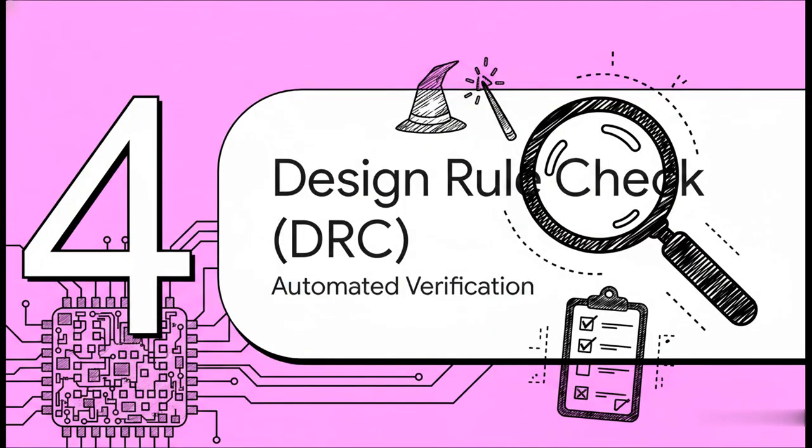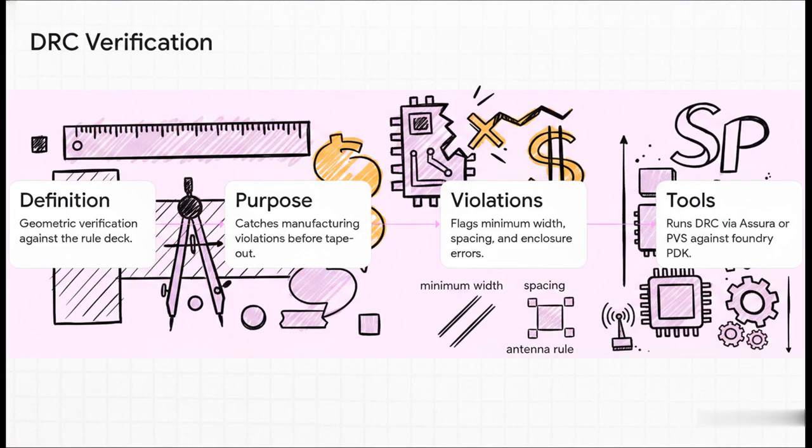Okay, Section 4, Design Rule Checking, or DRC for short. Once we've drawn out our chip using this strict geometric grammar, we gotta run it through the ultimate spell check. This brings us to a totally automated 4-step verification process. First, it defines the geometric verification of your layout strictly against the Foundry's rule deck. The purpose here is absolutely vital: catch any manufacturing violations before you execute a multi-million-dollar tape-out.